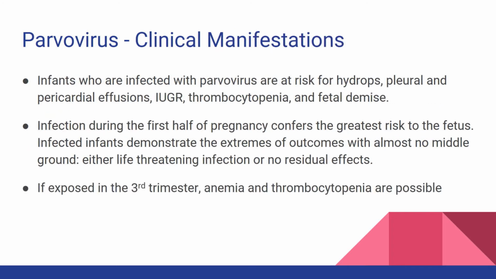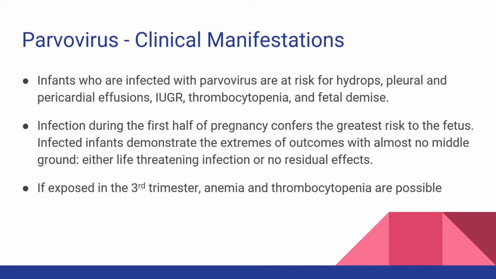So clinical manifestations: infants who are affected with parvovirus have risks of hydrops, pleural and pericardial effusions, IUGR, thrombocytopenia, as well as fetal demise. Infection during the first half of pregnancy confers the greatest risk to the fetus. Meanwhile, infected infants demonstrate the extremes of outcome with not much middle ground. So infants either typically have a lack of symptoms or very, very severe symptoms. If they're exposed in the third trimester, anemia and thrombocytopenia are also possible.